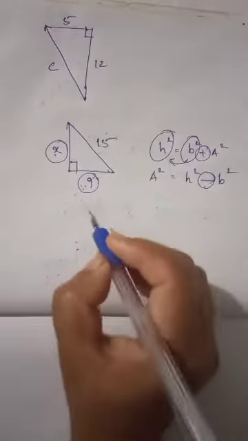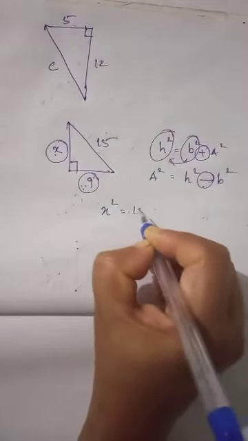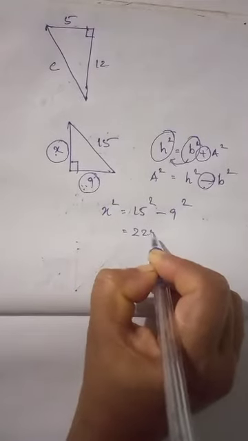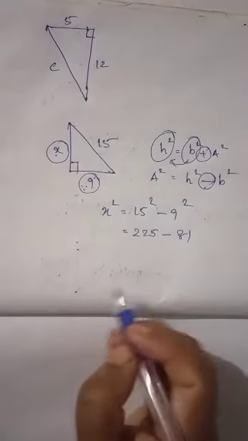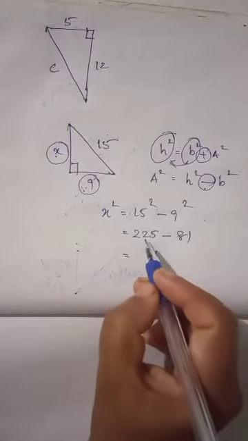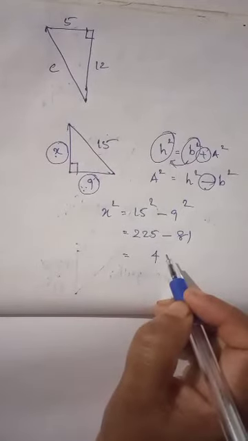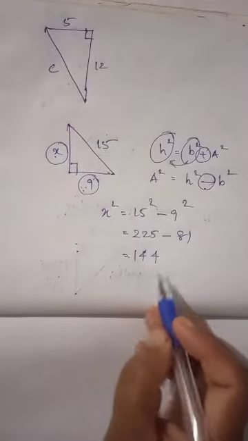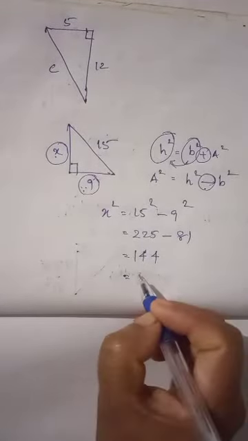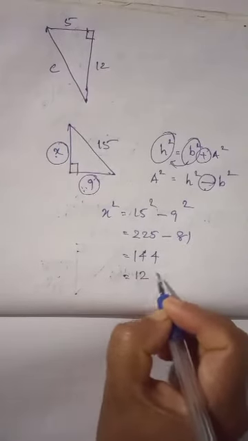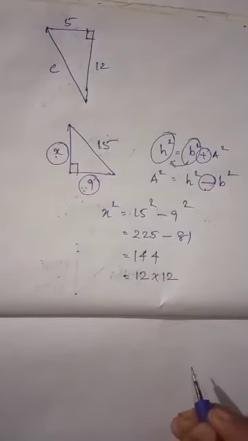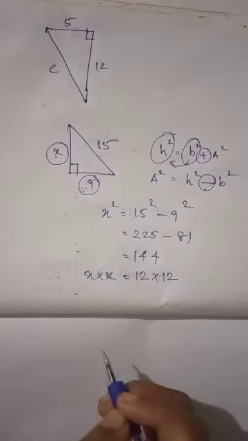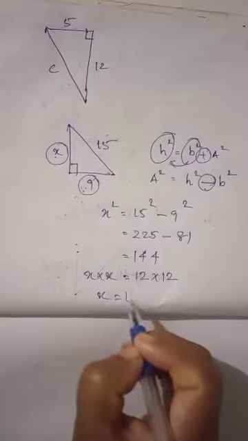Okay. So here x square is equal to 15 square minus 9 square. 15 square is 225. 9 square is 81. 5 minus 1 is 4. 12 minus 8 is 4. 1. 144. 144 is a square number. Which two numbers multiplied will give 144? 12 into 12. That we know, 12 into 12 is 144. X square means x into x is 12 into 12. So x is equal to 12.